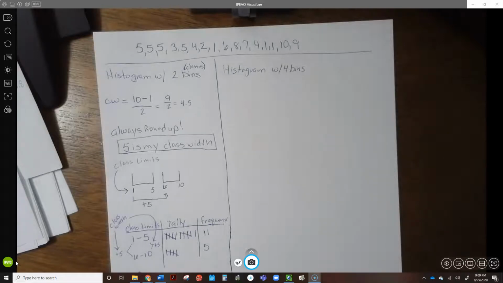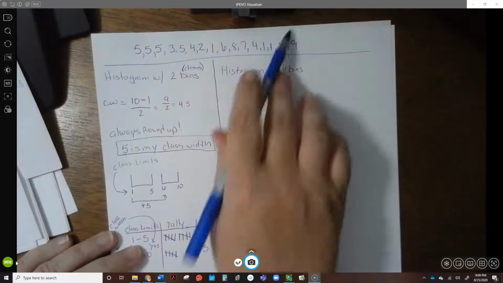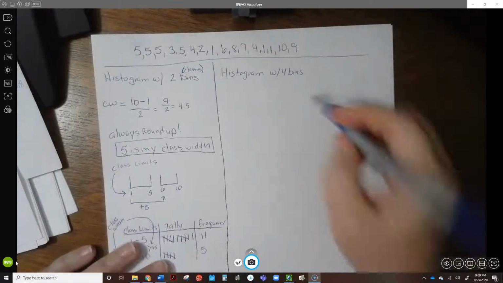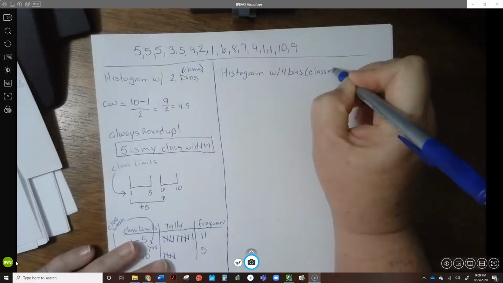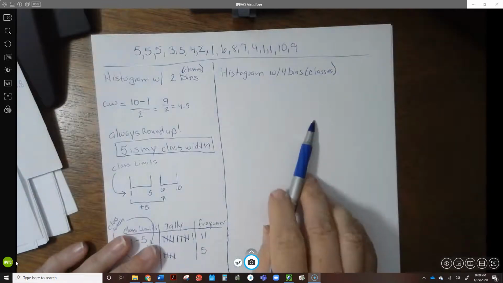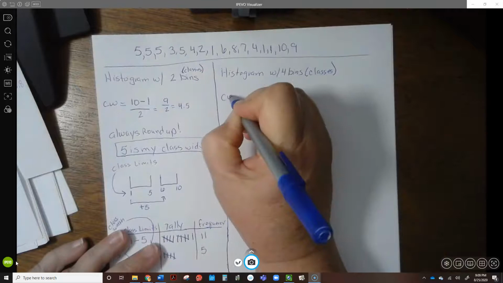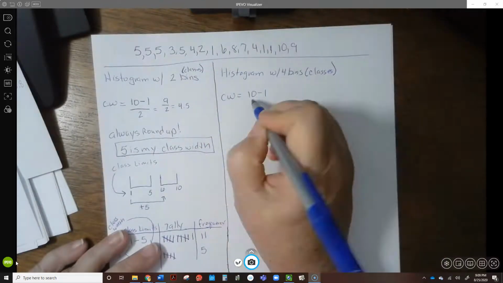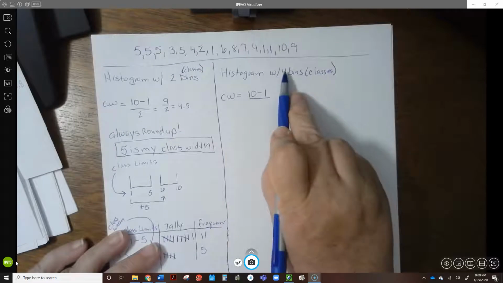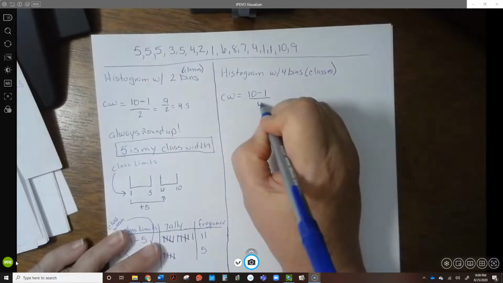Okay, so because I've given you a lot of definitions and walked you through, I'm going to run through this one a lot faster. Same set of data. The only difference is this time I want four bins, which means I want four classes. So the very first thing I need to do is figure out what the class width is. The class width is still the biggest number minus the smallest number, divided by how many bins I want.